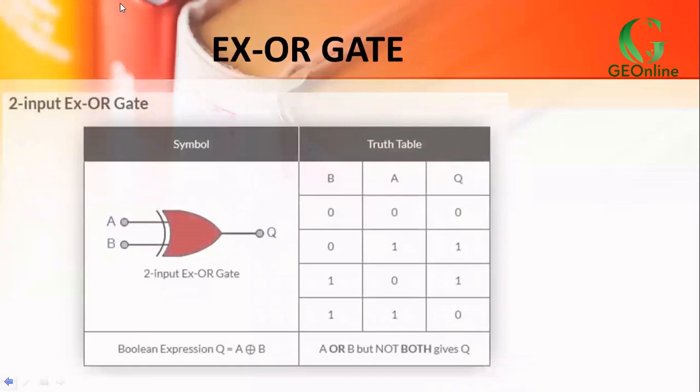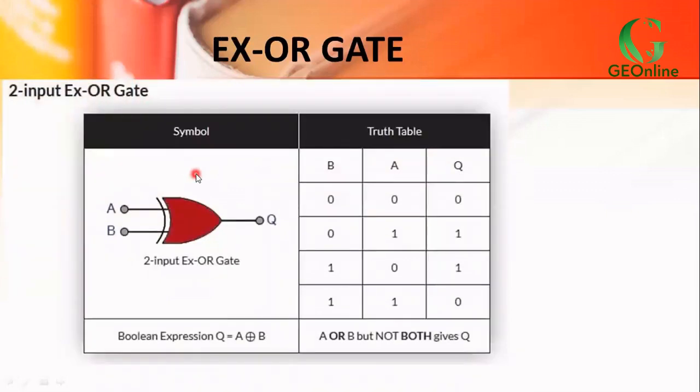Next one, 2 input XOR gate. So XOR gate is a logical circuit in which we will get output only when any one of the input is high. If both the inputs are high, we will get a low. If both the inputs are low, we will get low. So if A or B is high, we get high. If both are 0, we get 0. If both are high, we get 0. This is all about XOR gate.